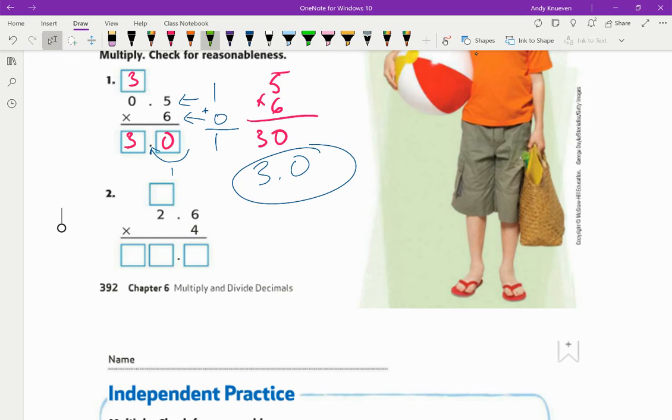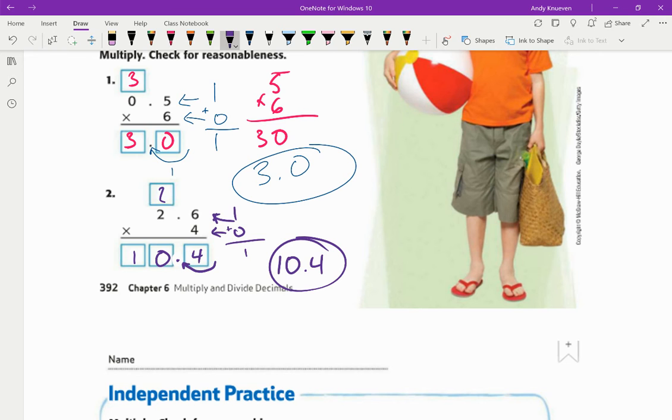Second one here, we have 4 times 6 is 24. 4 down, carry the 2. 4 times 2 is 8, plus 2 is 10. At the moment, remember, we shouldn't have placed that decimal yet. They've done that for us to help. But in my problem here, I see I have one number to the right of the decimal on the top one. I have 0 on the second. So that means in my answer, I need to have one number to the right of the decimal in my answer. So I have 10.4 as my final answer.